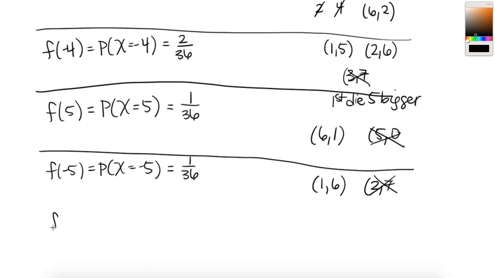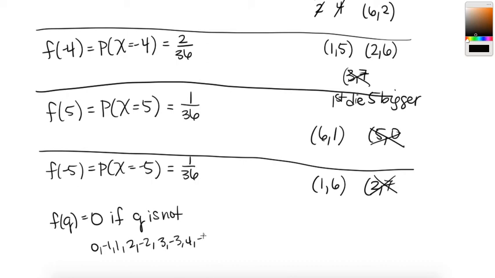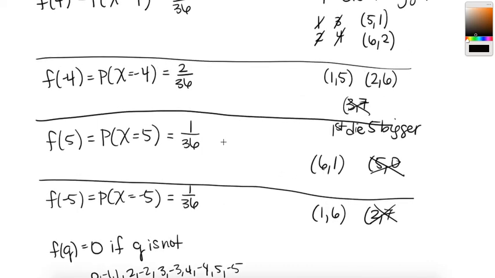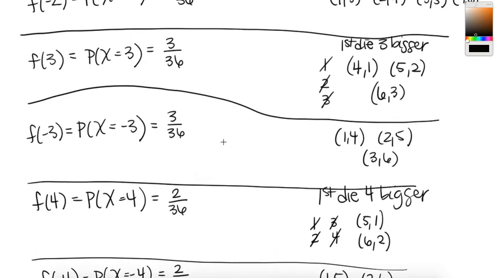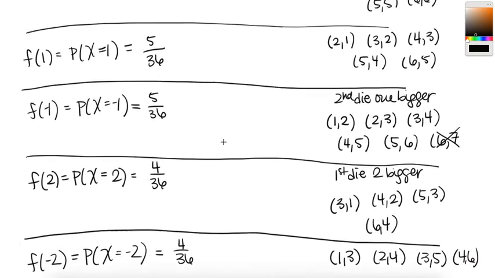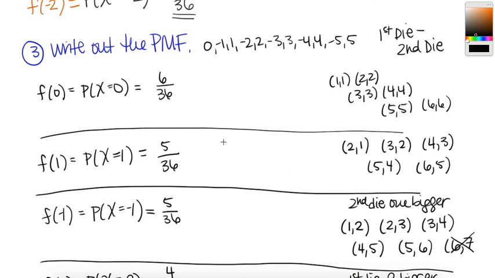And then let's go ahead and just add in here f of q is equal to 0 if q is not 0, -1, 1, 2, -2, 3, -3, 4, -4, 5, or -5. There's definitely a shorter way I could have written that, but oh well. All right. And let's just go back and check something. So that's our probability mass function all written out, okay? For some examples, it's going to be a lot longer than others. On the dice example, it was really short to write out the probability mass function. On this one, it was pretty long.